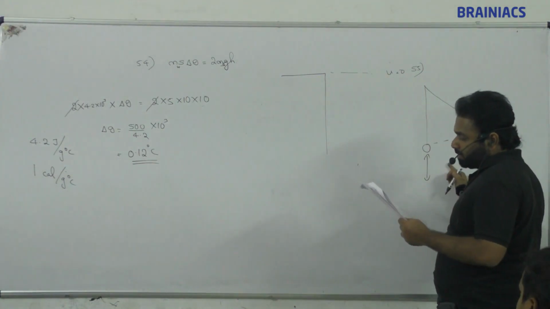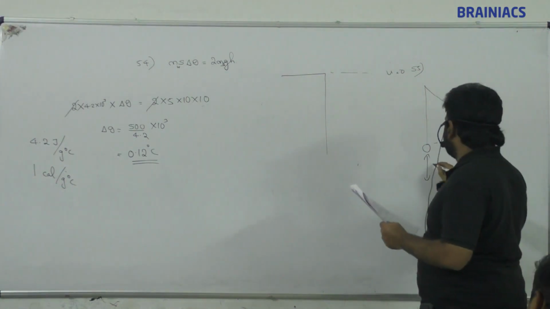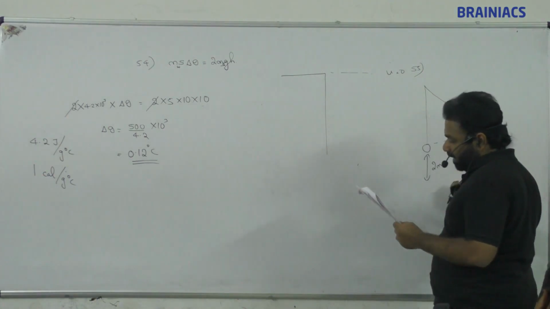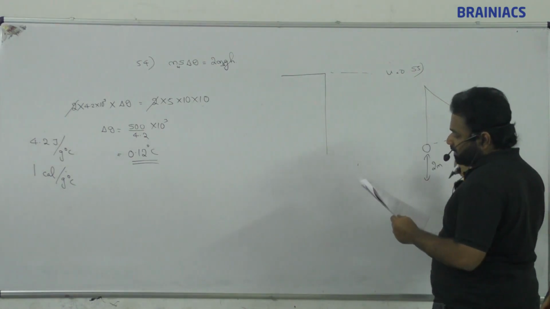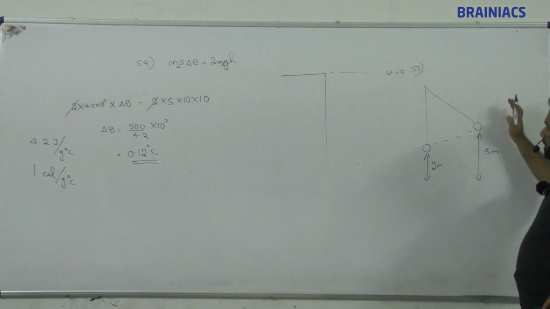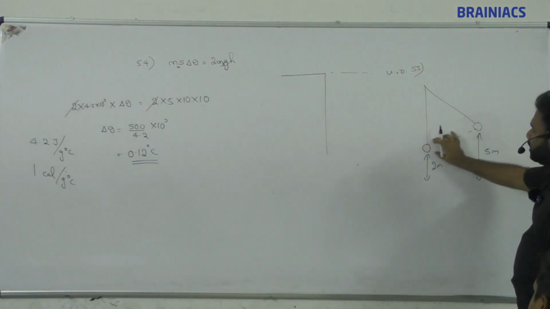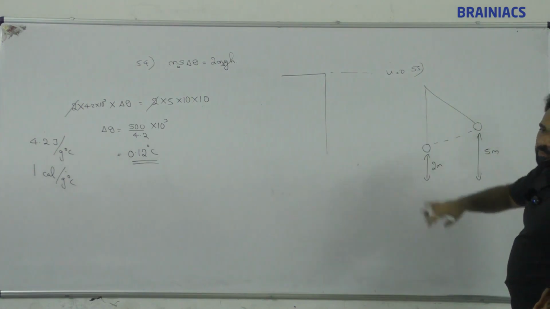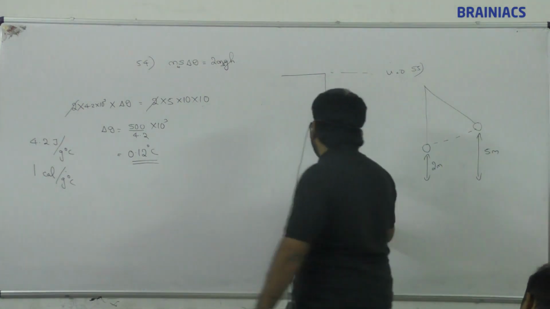When the swing passes through the mean position, which is going to be 2 meters above the ground, what will be the velocity? Whatever the change in potential energy is will be converted into kinetic energy.